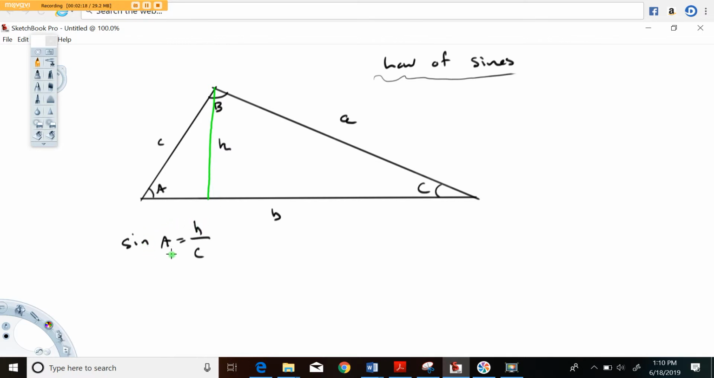All right, we're going to leave that alone for a moment, and now we're going to tunnel vision on the triangle over on the right. The sine of angle C is going to equal the side opposite C, which is h, over a. Now, from the triangle on the left, we have that h is equal to c times the sine of A. From the triangle on the right, we have that h is equal to a times the sine of C. And that means these two things are equal.